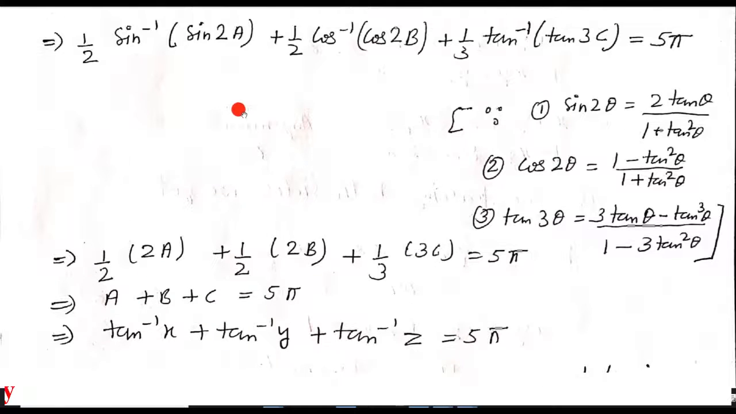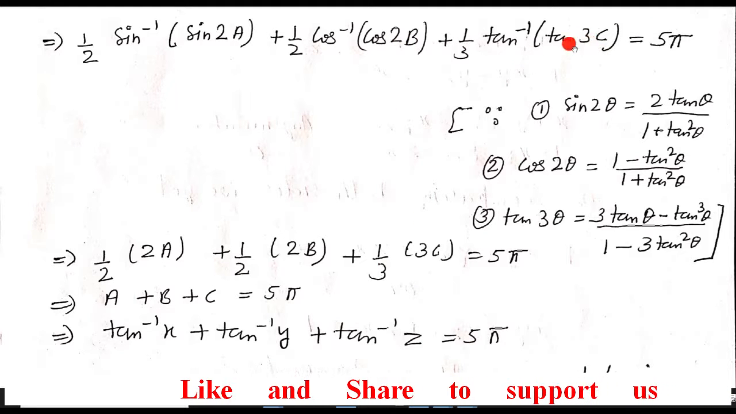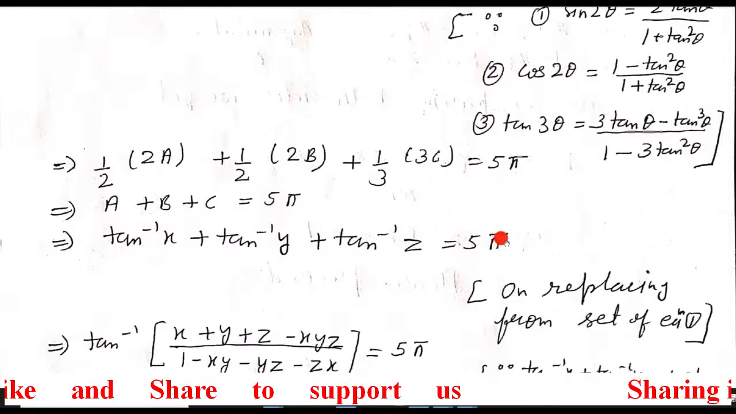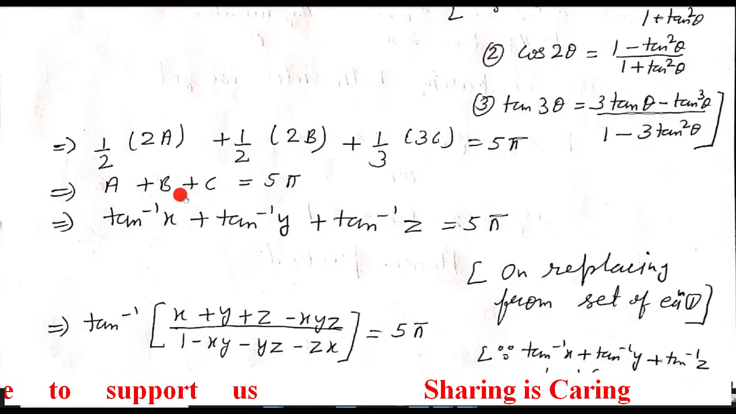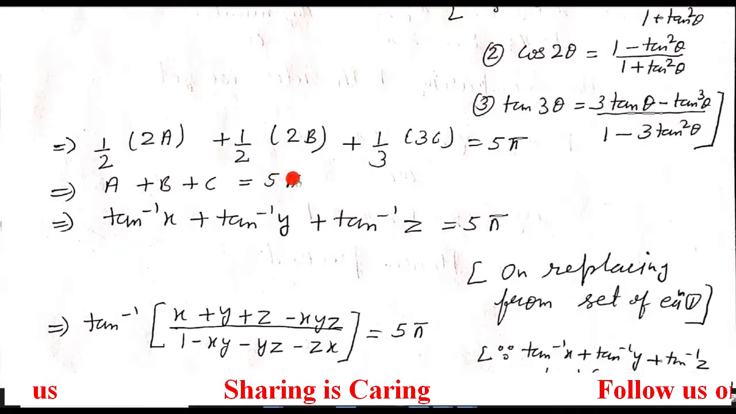That will give us, after cancellation, half will remain as it is, and here will remain 2a, and also this half will come as it is, and 2b, this 1 upon 3 as it is, and here tan and tan remove, so 3c, and this 5 pi as it is. Further, you can cancel these 2's and 3's. So you are left with A plus B plus C is equal to 5 pi.